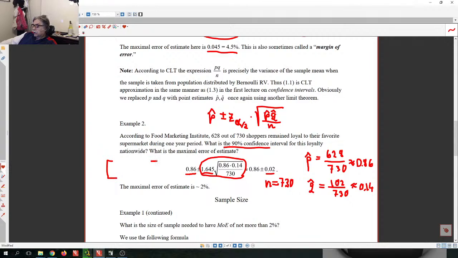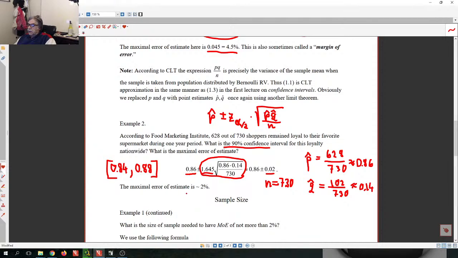That proportion of people that are loyal to the same supermarket in 1 year period is anything between 84%, that is when you subtract 2% from 86%, that's a minus here in the formula, 86 minus 2, and all the way up to perhaps 88%. This is by adding 2% to 86%. So the proportion of the customers that are loyal to the same supermarket over 1 year period is anywhere between 84 and 88%. Or you can say 86% give or take 2%.